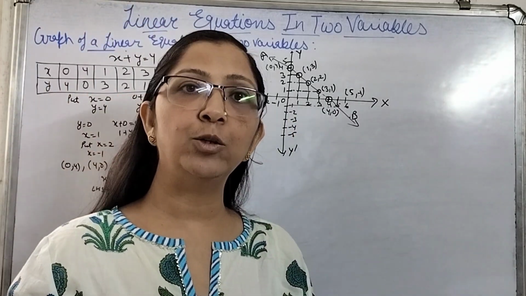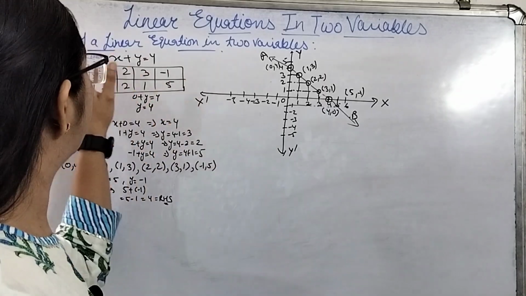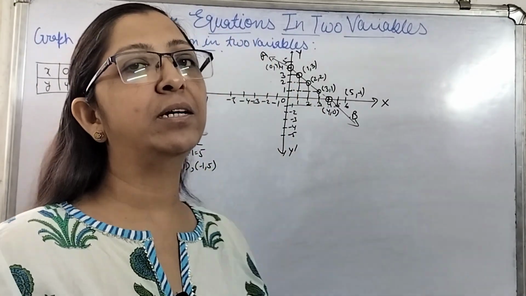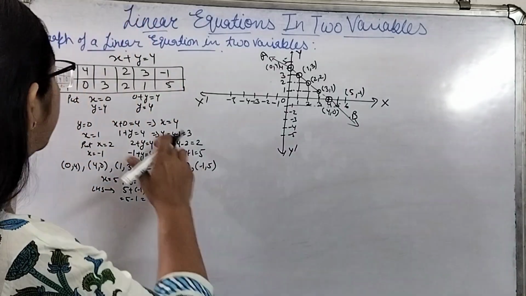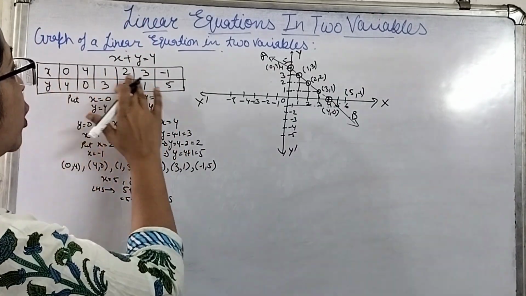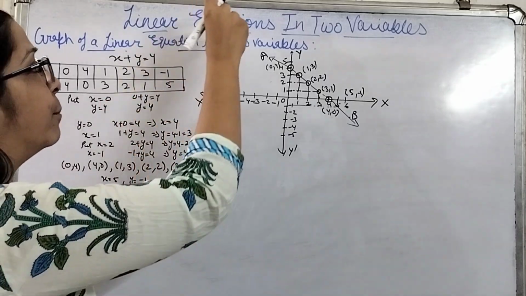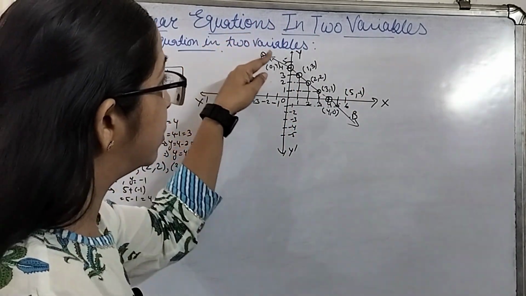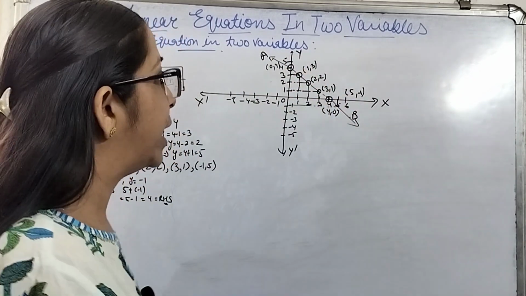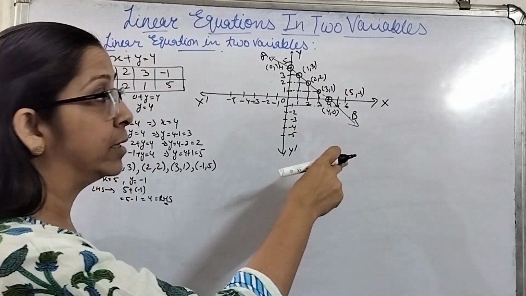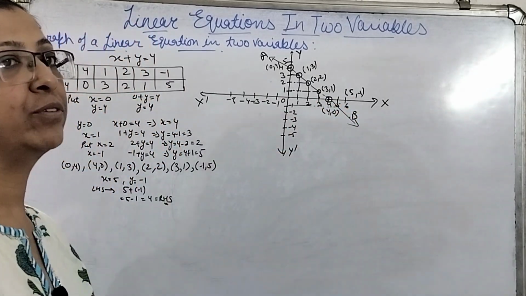So what we can conclude is, whenever we plot graphically any linear equation in two variables, it will always be a straight line. Whatsoever the solutions of the equation we get algebraically, all these solutions will be on this line only. All these points will be on this line only. And we can conclude that if we take any point on this line, then this will be the solution of the equation.